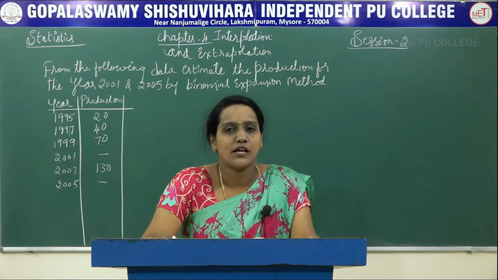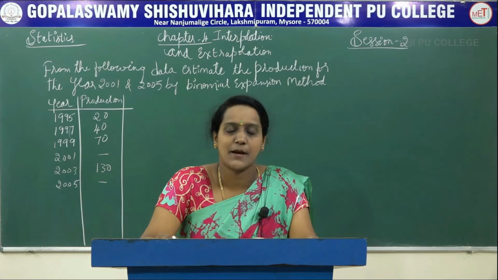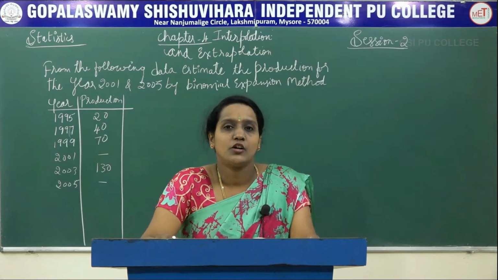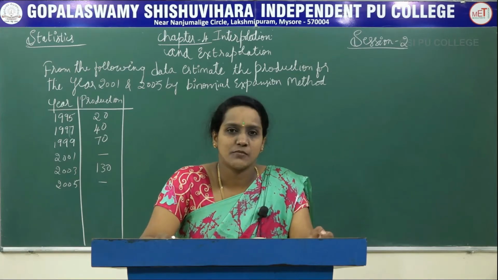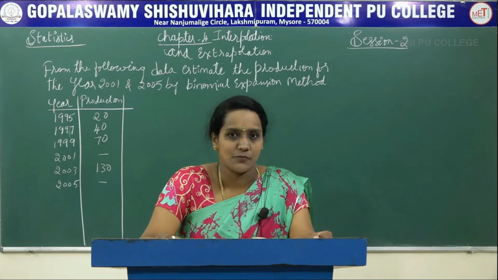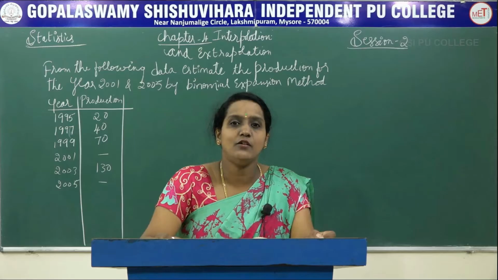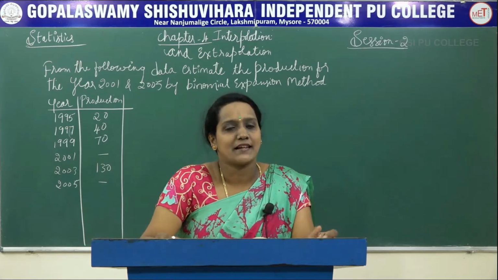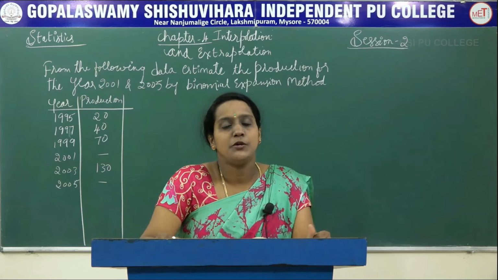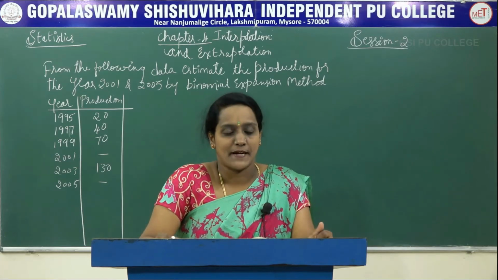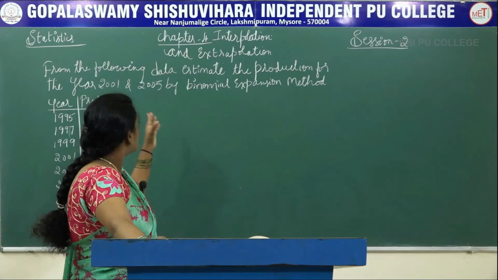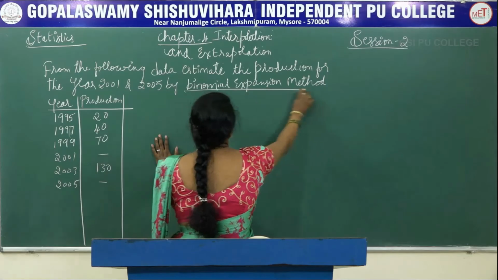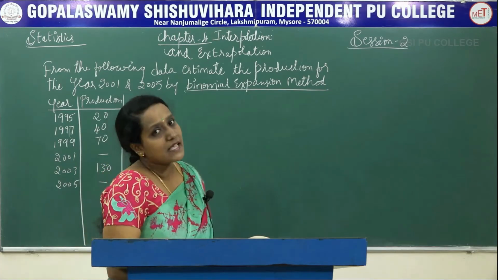Today's topic is interpolation and extrapolation, that is chapter 4, and to calculate interpolation and extrapolation we have two methods. One is the binomial expansion method. I already studied that method in first PUC with one missing value. In first year you studied only one missing value, but for second year you have to calculate two missing values. One more method is Newton's advanced forward method. Today we are going to solve problems on the binomial expansion method with two missing values.